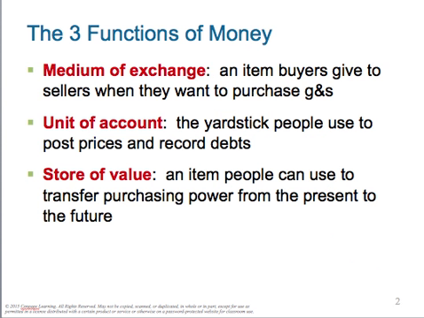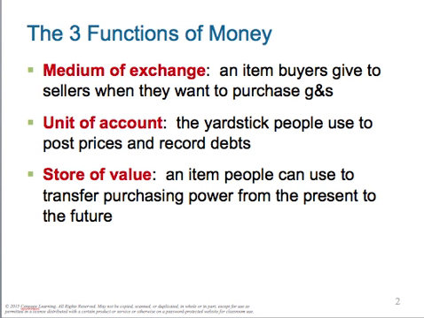There are three functions of money. The first is medium of exchange. A medium of exchange is an item that buyers give to sellers when they want to purchase a good or service. The second function of money is as a unit of account. It's essentially the yardstick people use to post prices and record debts. All right, it's what we measure things by. It's the unit of account.